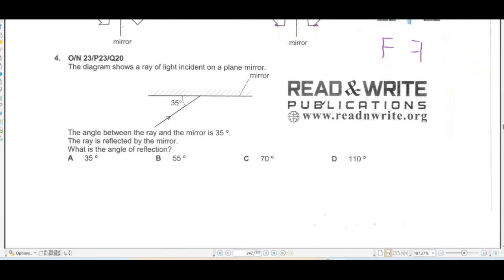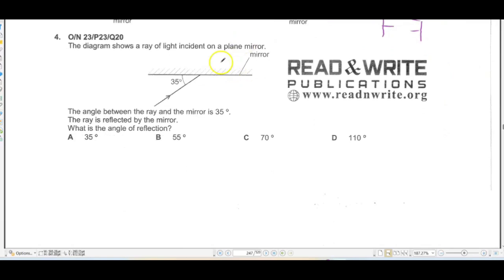Question number 4. The diagram shows a ray of light incident on a plane mirror. The angle between the ray and the mirror is 35 degrees. The ray is reflected by the mirror. What is the angle of reflection? Okay. In order to find the angle of reflection, the first thing that we need to do is draw a normal.